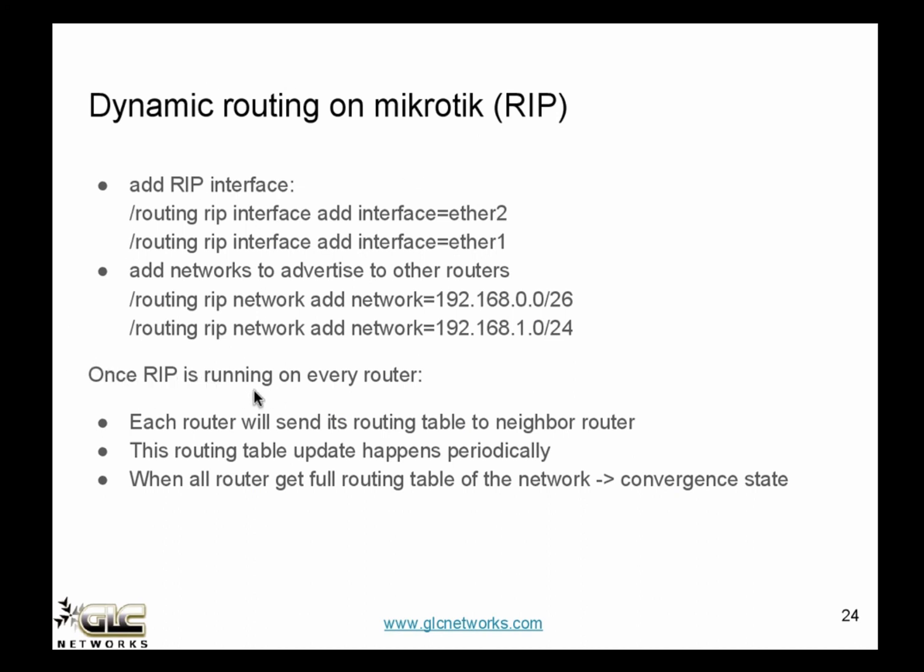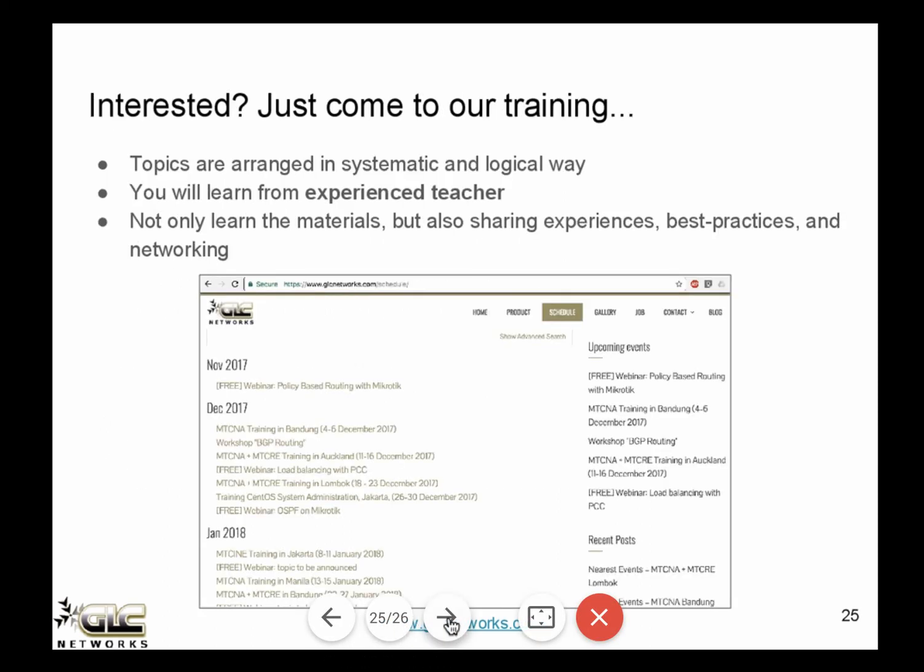Once RIP is running on every router, each router will send its own routing table to neighbor routers, and then the neighbor routers will send their own routing tables to you. So it's like a back and forth. This routing table update happens periodically. If I'm not mistaken, RIP will send a routing table every 30 seconds. When all routers get the full routing tables of the network, we call this a convergent state. So all routers get the whole picture of the network.